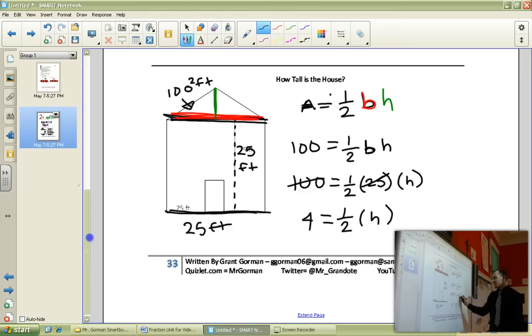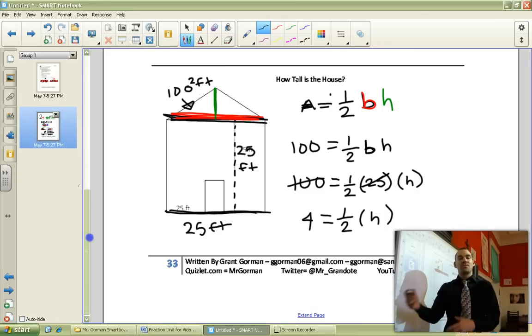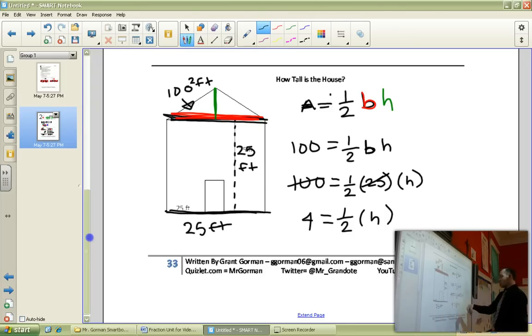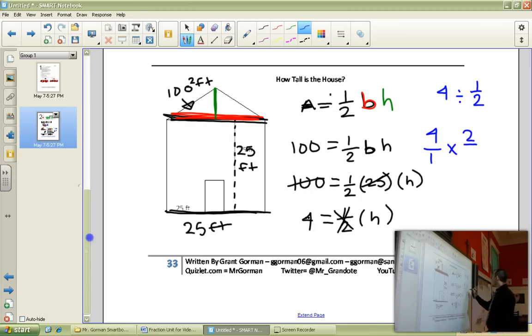Well, I know that 4 equals 1/2 times the height, but I need to divide, right? Just like I divided both sides by 25, I need to divide both sides by 1/2. Well, to divide with fractions, we multiply by the reciprocal, okay? So now let's divide 4 by 1/2. Okay? We're going to bring this up. We're going to do 4 divided by 1/2. Remember I said, rewrite the problem. All whole numbers become improper fractions like that. Then instead of dividing, we multiply by the reciprocal. So move the 2 to the top, move the 1 to the bottom, multiply straight across. You're going to get 8 over 1 again. And 8 divided by 1 equals 8.